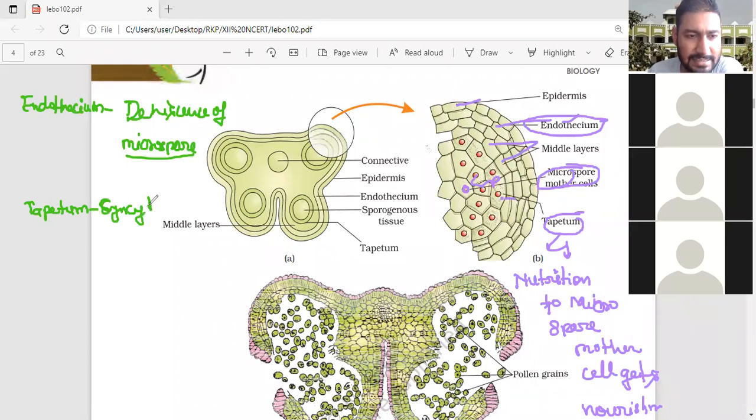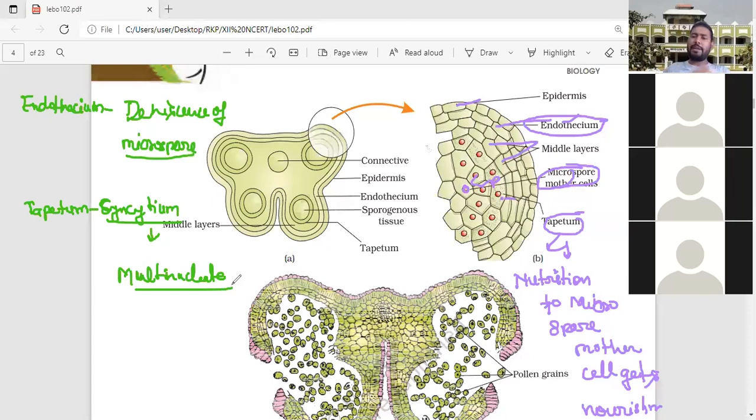Syncytium condition. Can anyone tell what syncytium means? Anyone, do you know? More than one. Yes, can you say again? More than one. Very good, sir. More than one nucleus, that you can say simply multinucleate condition. Syncytium means multinucleate condition. Multinucleate condition is called the syncytium.